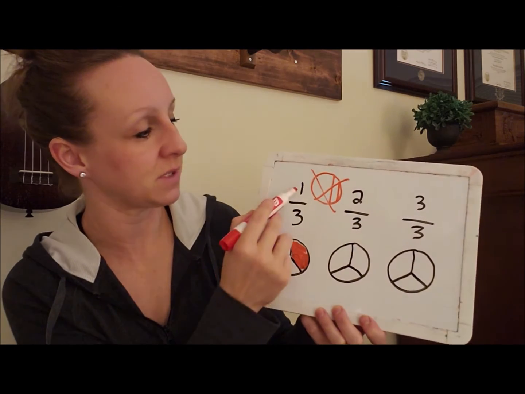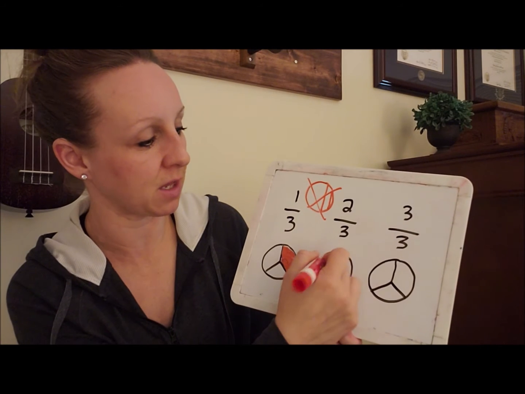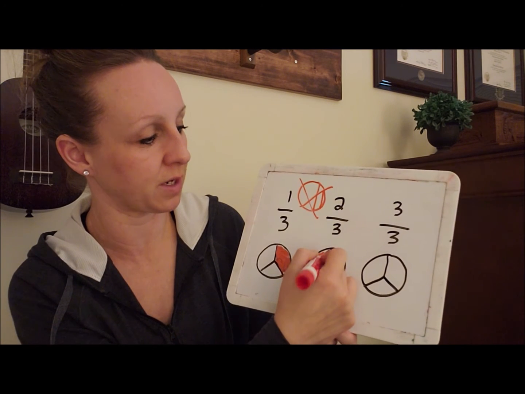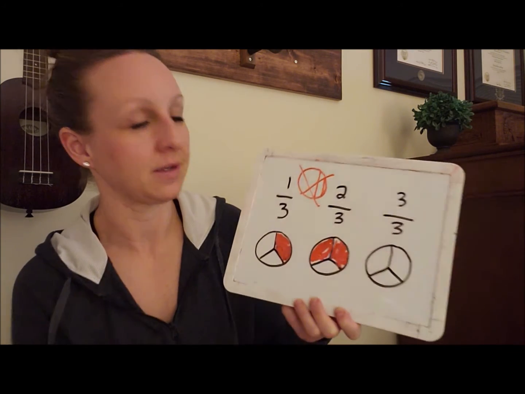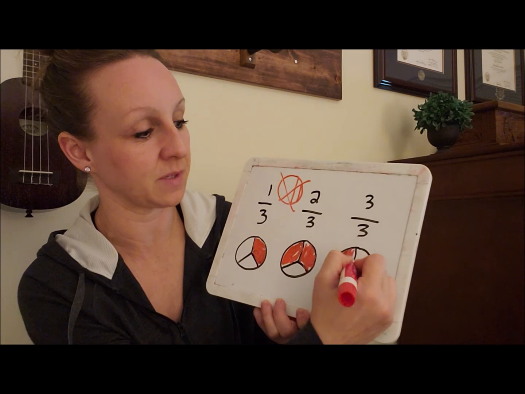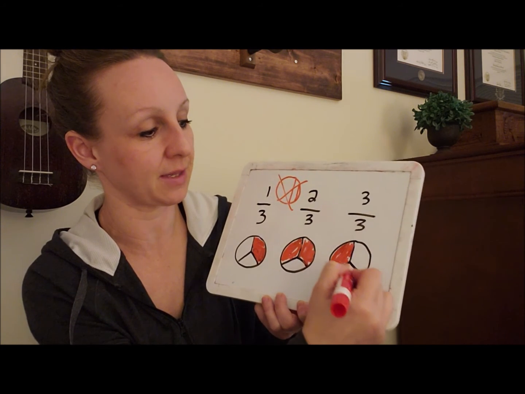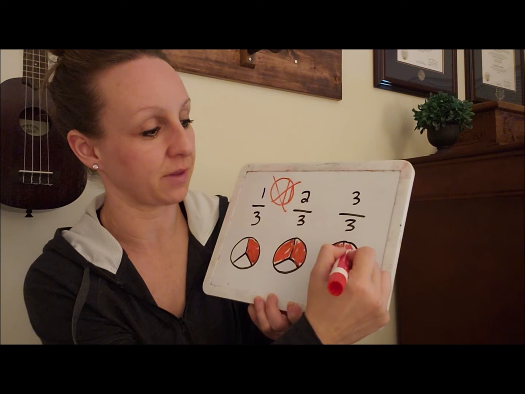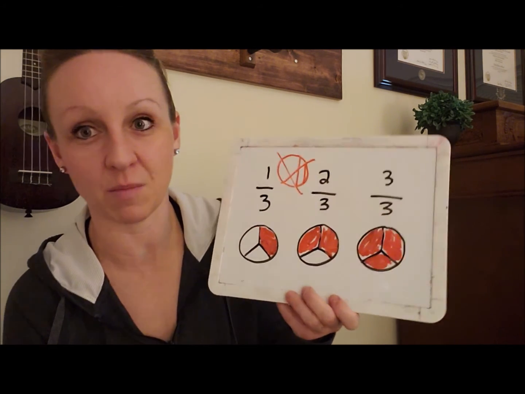The number on the top says 1, so I'm going to color in 1. The number on the top up here says 2, so I'm going to color in 2. 1 and 2. All right. The one on the right-hand side says 3, so I'm going to color in all 3 because it says color in 3 out of 3. Now, you don't actually have to color it in, but I like doing that because I find math really hard and I like to be able to see my math in a way that is not a number.